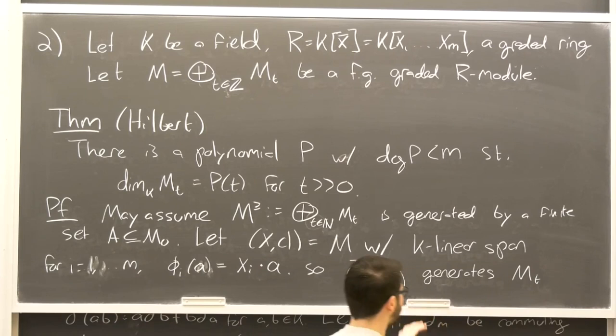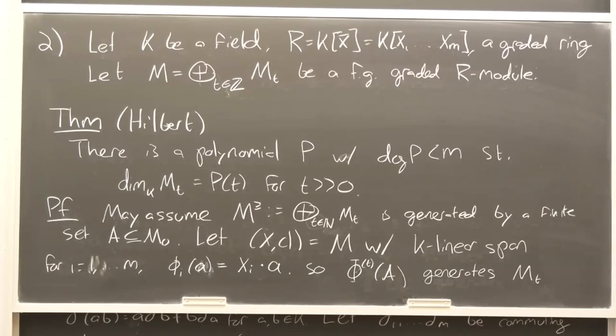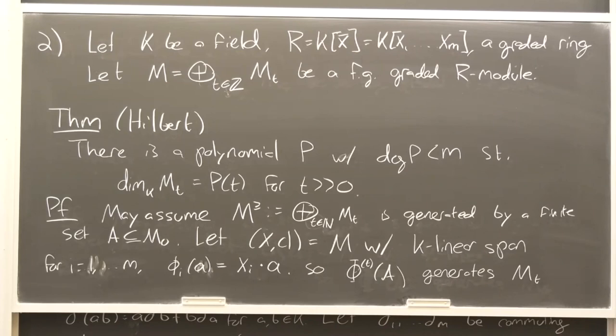And then just like in the last one, now that we know this, we need to check that these phi i's form a triangular system. Of course, they all commute. And just like in the last case, all of these phi i's are basically endomorphisms. So if a is in the closure of B, then xi times a is in the closure of xi times B. So in particular, it's in the closure of x1 through xi times B.